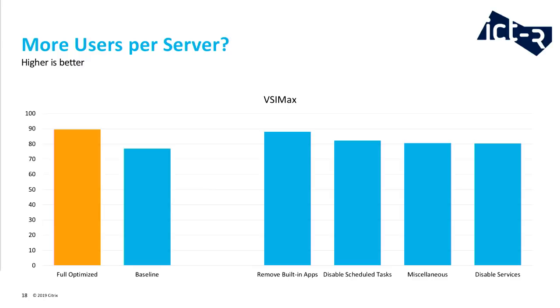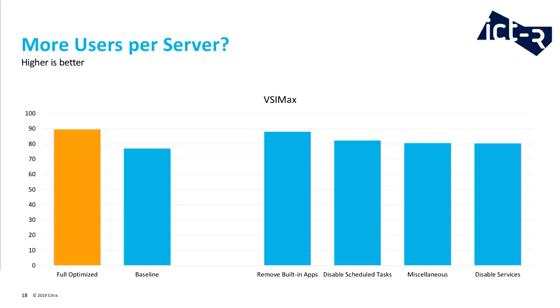So what we did, and this was done using Citrix Optimizer, is that we had a look at the different categories of optimizations that you are doing. And we are trying to find out what's the actual impact they are having on performance. So we went through disabling services, scheduled tasks, miscellaneous, and so on. And what you are seeing is that removing built-in applications gives you almost all the benefits of optimizations. All the others will give you a little bit of performance, but by removing the built-in applications, you are going to get most of the benefits.